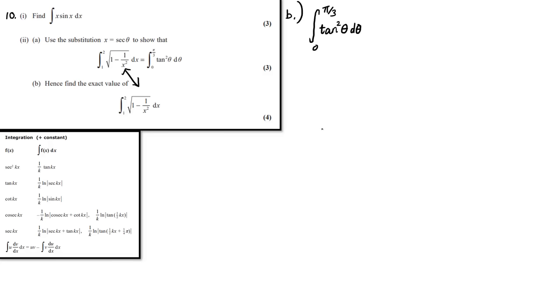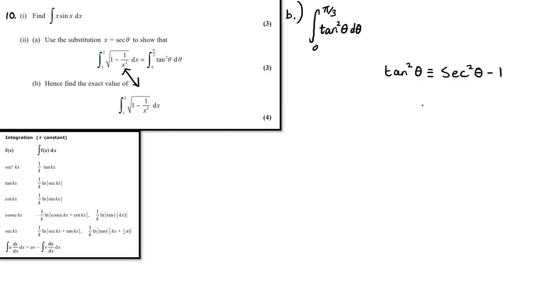Now, tan squared theta, we can't just integrate it like that. And you can almost see that from your formula book here. Notice we've got tan kx. We can integrate something of that form, but not tan squared. So in that case, we need to use our identities. And the identity we're going to use here is the fact that we can express tan squared theta as being equal to sec squared theta minus 1.